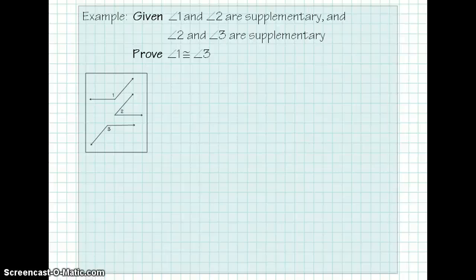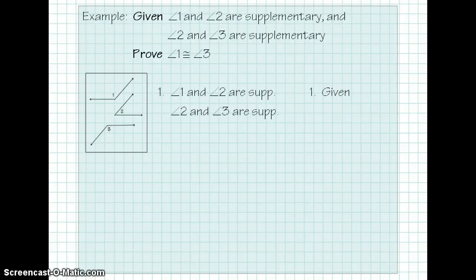We're given that angle 1 and angle 2 are supplementary, and angle 2 and angle 3 are supplementary, so I want to prove that angle 1 is congruent to angle 3. Well, this is pretty similar to one of the problems from the test, where if these two things add up to 180, and these two things add up to 180, then these two things have to be the same. That's the basic idea of what we're doing. And so, how do we go about proving it?